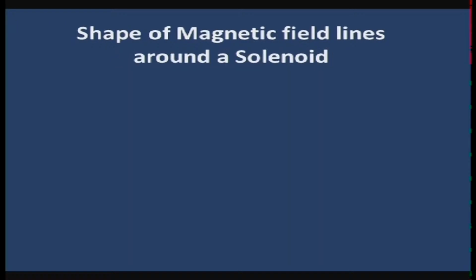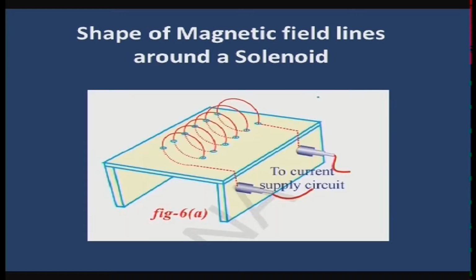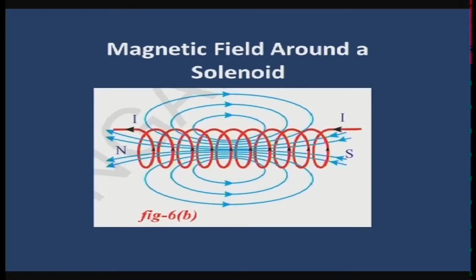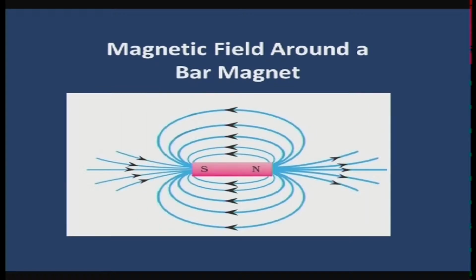Then we have discussed the magnetic field formed by a solenoid. When current flows in a solenoid, the magnetic field produced inside the solenoid is parallel, and the magnetic field is similar to that of a bar magnet.